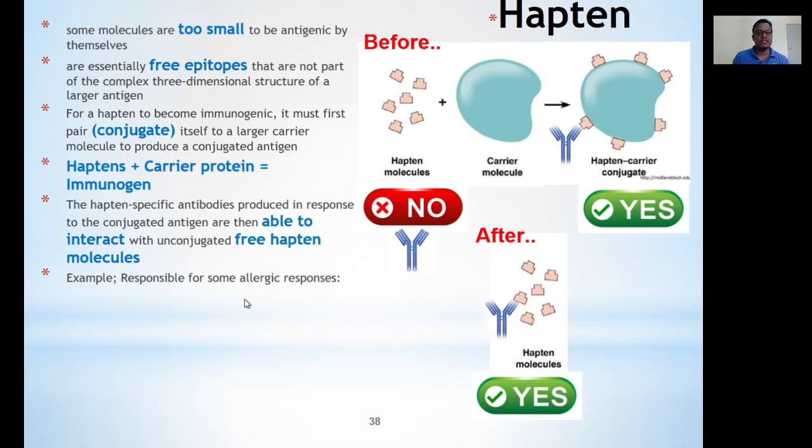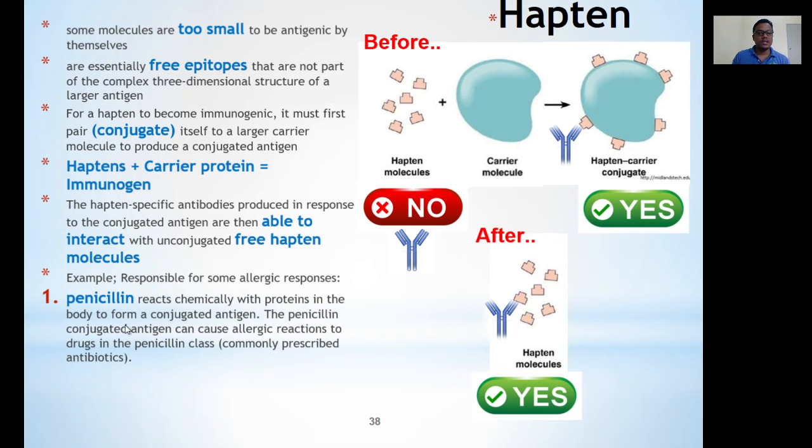An example is many cases of allergic responses. Penicillin reacts chemically with proteins in the body to form a conjugated antigen. The penicillin conjugated antigen can cause allergic reactions to drugs in the penicillin class. Penicillin is very commonly found in prescribed antibiotics. When you go to the clinic, there is a higher chance that the doctor will prescribe penicillin to you.